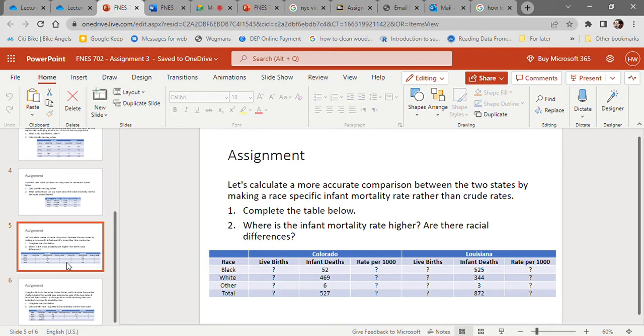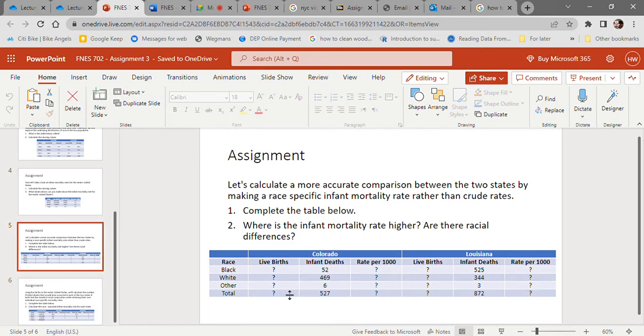Moving on, to make a more accurate comparison between the two states by making a race-specific infant mortality rate rather than crude rates. So complete the table below. So you'll notice here, this one's a little tricky. What's the total number of live births that I'm asking for? What's the rate?